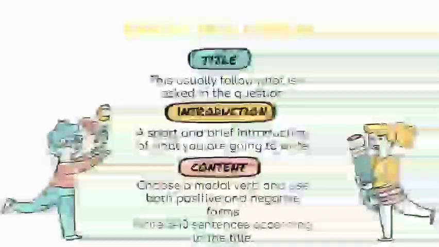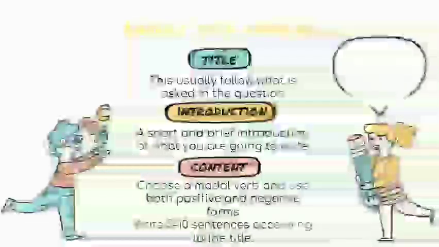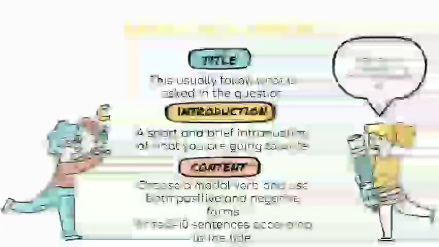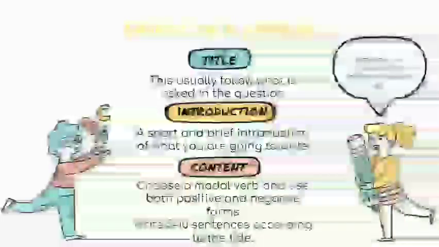Also, for each positive, the do's and the don'ts, you have to write at least 5 to 10 sentences according to the title that is given to you. But also remember that the more you write, the more marks you will get. But of course, it has to make sense and it has to relate to your questions. So let's look at the example of a leaflet.